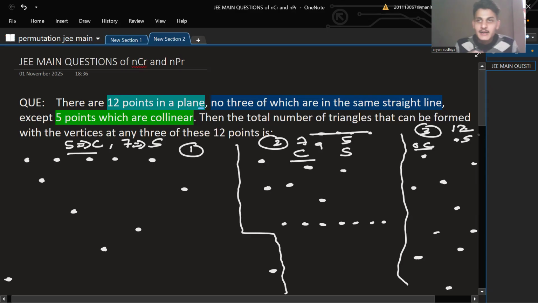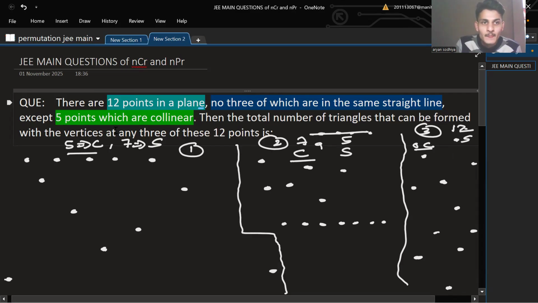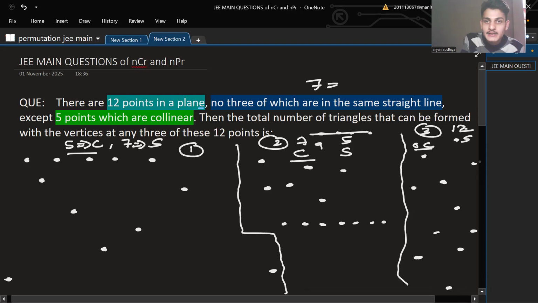So please try to understand which scenario is implied in this question. Like 12 points in a plane, no three of which are in the same straight line, except 5 points which are collinear. Otherwise, no three are in the same straight line. Means 7 are scattered and 5 points are collinear. So 5 are collinear and 7 are scattered. So I should say that this scenario is applicable.